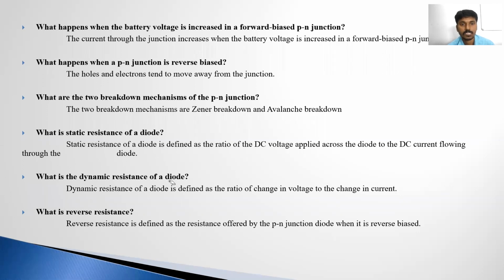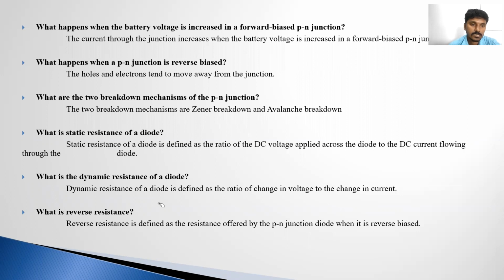So what is the dynamic resistance of a diode? The dynamic resistance of a diode can be defined as the rate of change of voltage to the rate of change of current. So dV by dt by dI by dt.